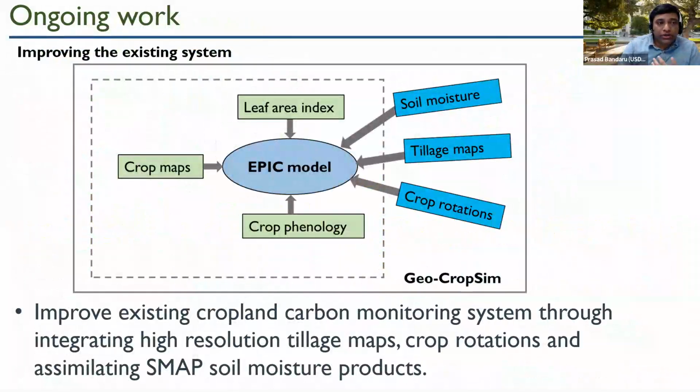So currently we are working to improve this existing system. We have this system in place with remote sensing products, leaf area index, crop phenology, and crop maps. Now we are trying to incorporate new products, high resolution tillage maps and high resolution crop rotations, and also trying to see whether assimilating remote sensing based, SMAP based soil moisture into our framework would help reduce some uncertainties. So these are the things we are currently working on.